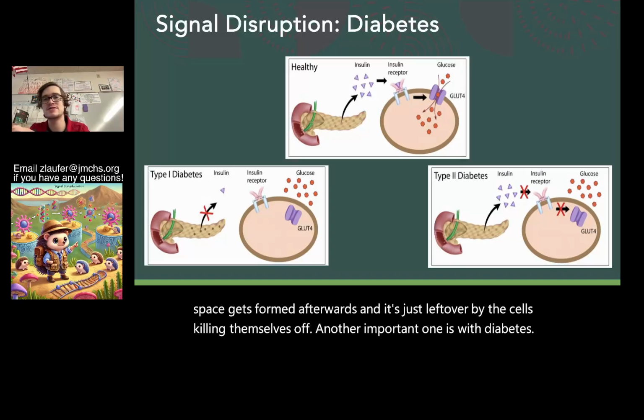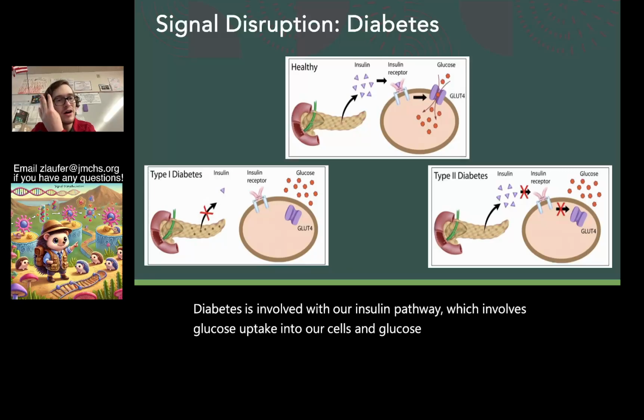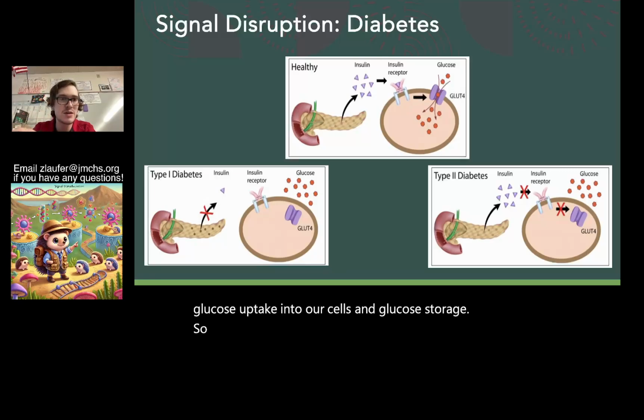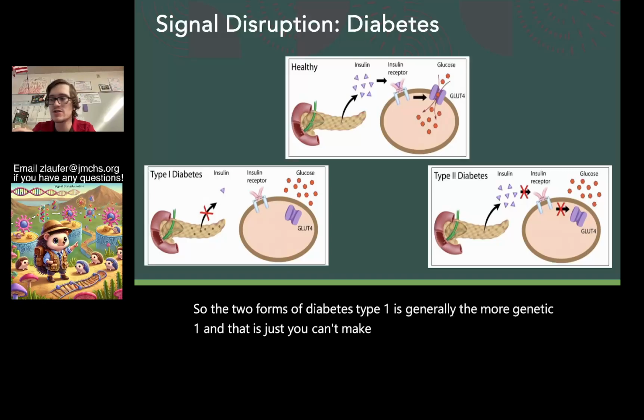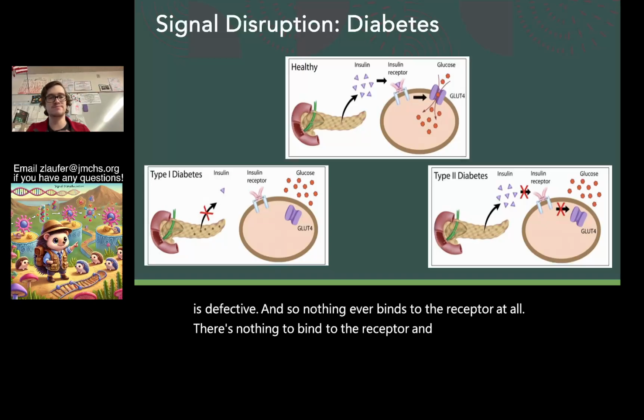Diabetes is involved with our insulin pathway, which involves glucose uptake into our cells and glucose storage. So the two forms of diabetes, type 1 is generally the more genetic one, and that is just you can't make insulin, or the insulin you do make is defective. And so nothing ever binds to the receptor at all. There's nothing to bind to the receptor, and so glucose ends up staying in the bloodstream.